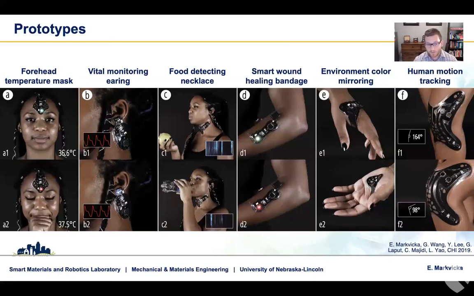Using this fabrication approach, we've demonstrated a wide variety of potential applications, from forehead temperature monitoring, a necklace that can monitor sounds of the neck for detecting food consumption, to human motion tracking, where this requires structural conformity, but also a stretchable platform when the electronics are placed across the joints that allows movement. Next slide, please.